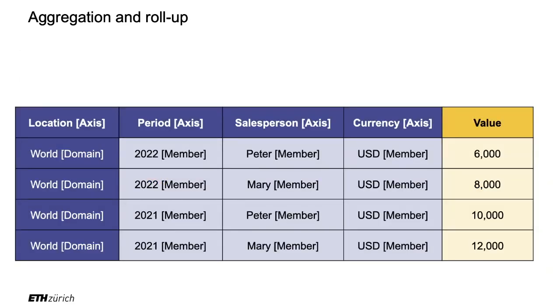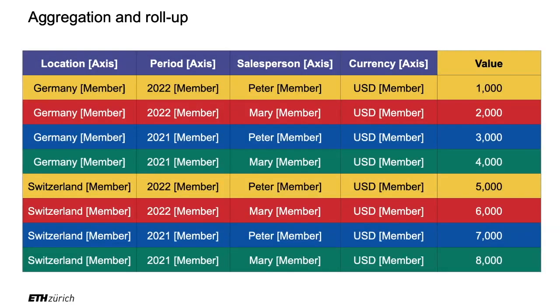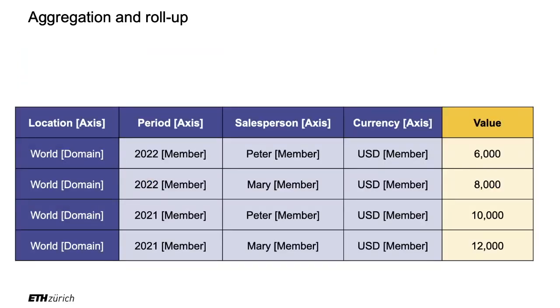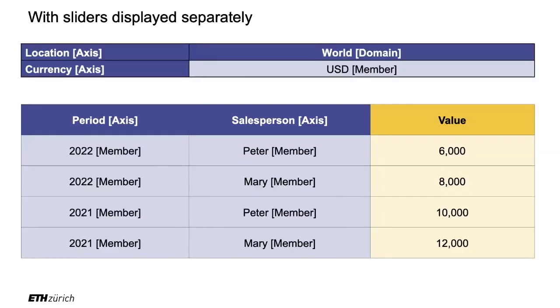The world. Well, of course, Switzerland and Germany is not the whole world, but you get my point, right? So you can do it with more countries. So now I added, for example, 1,000 plus 5,000 gives you 6,000. And now I have, again, 4 values left, but these are aggregated values, right? I summed things over. And now, as you notice, the location is always the same value, the currency is the same value. So again, I can nicely display it there, but I changed the color here.